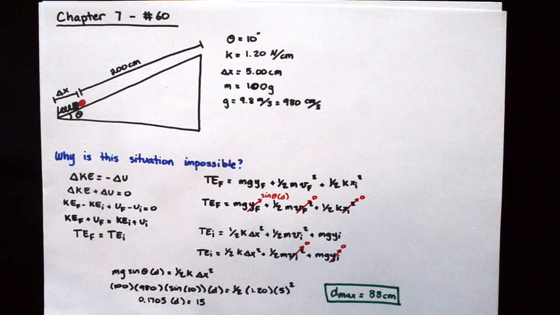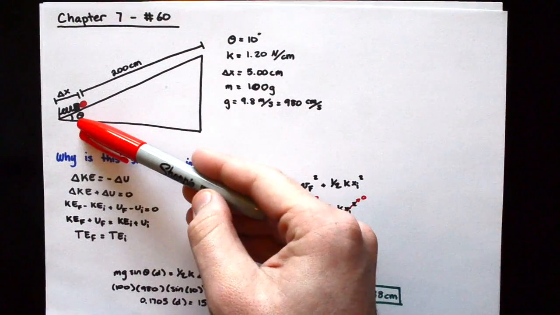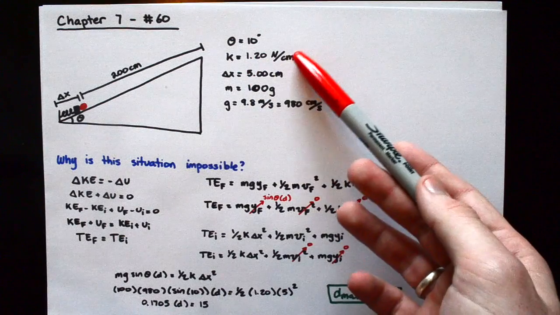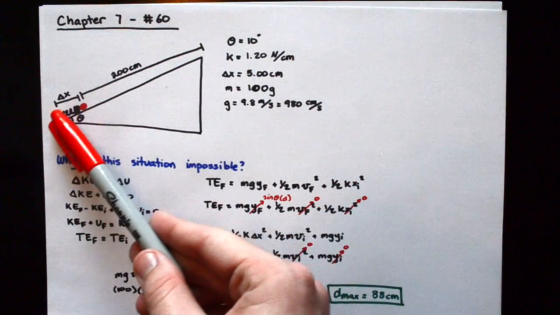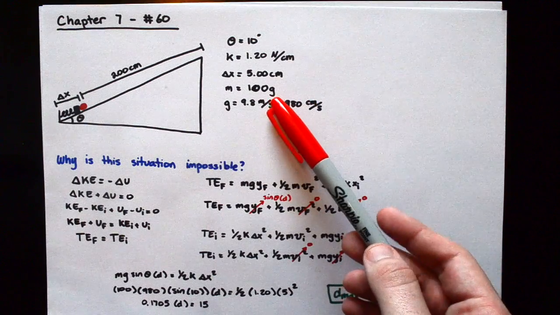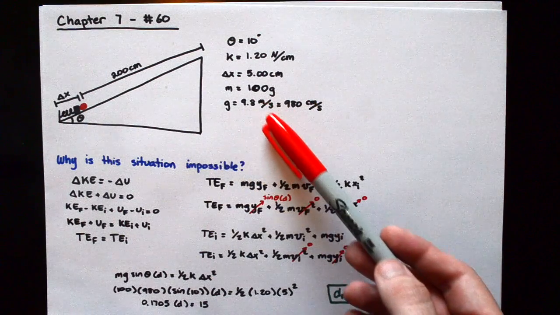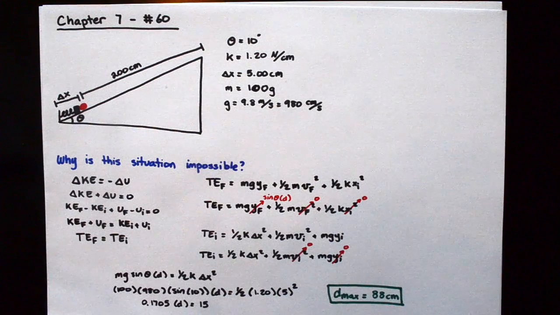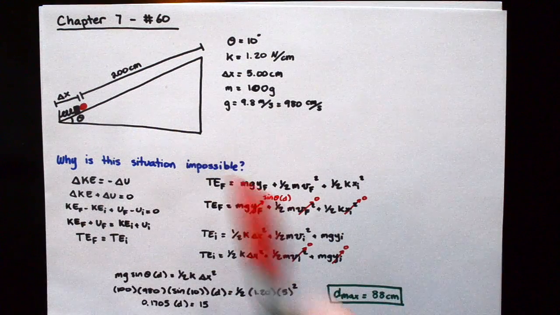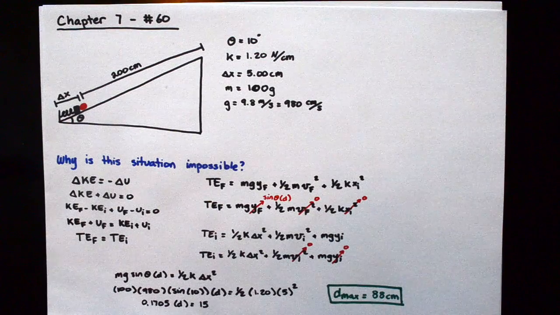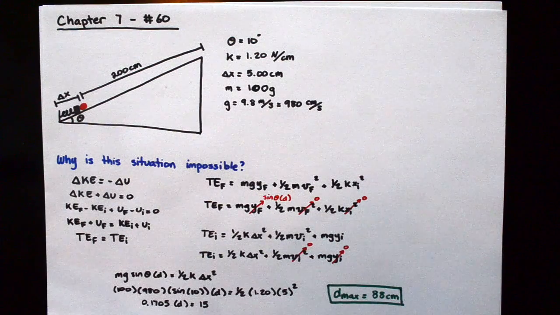So, we know from this that our angle theta is 10 degrees, our K constant is 1.20 newtons per centimeter, our delta x in which the spring is compressed is 5 centimeters, the mass of the ball is 100 grams, and then gravity is 9.8 meters per second squared or 980 centimeters per second squared. We also had to look up the average height of a basketball player in centimeters, which is going to be 200 centimeters. So in order for this problem to make sense, the max distance has to be over 200 centimeters.